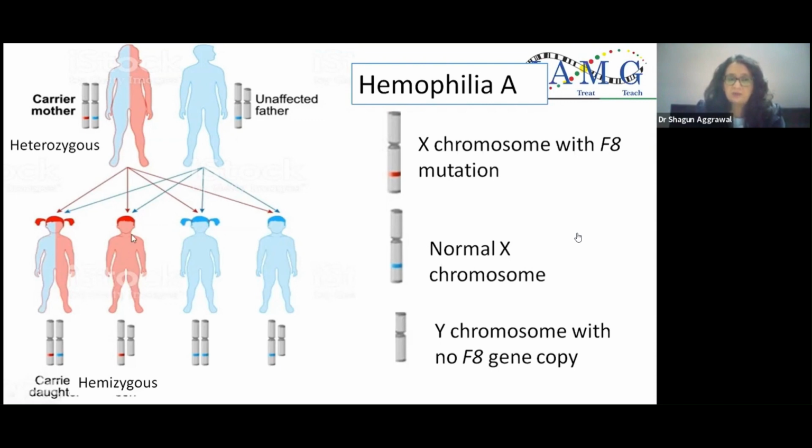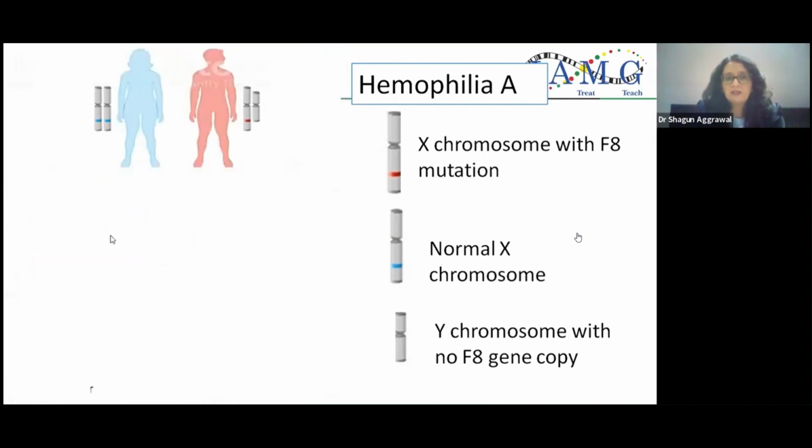So there can be one affected male child. Out of two possible male children, there is a 50% chance of male offspring being affected with this condition, and a 50% chance of female offspring being carriers of this particular condition.